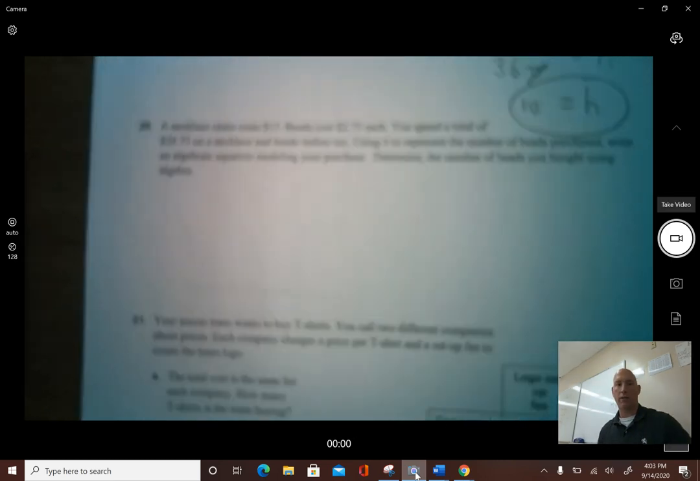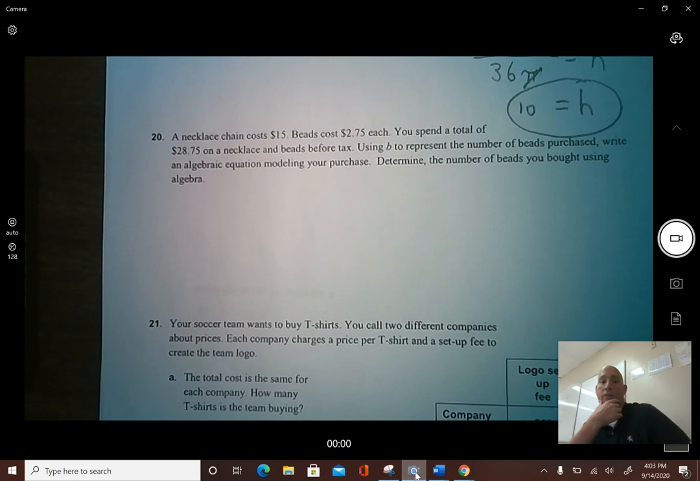Now we're going to get into number 20. So a necklace chain costs $15, beads cost $2.75 each. You spend a total of $28.75 on a necklace and beads before tax. Using B to represent the number of beads purchased, write an algebraic equation modeling your purchase. Determine number of beads bought using algebra.